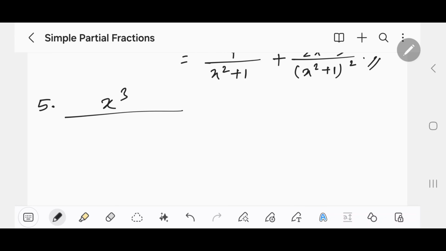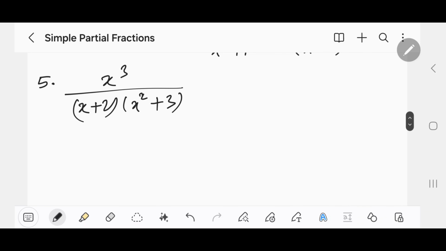We have x cubed by (x + 2) times (x² + 3). Is this proper? No, this is not a proper rational function, right? This is improper because we have degree 3 here and degree 3 in the denominator also. So what we have to do, we need to change this to a proper rational function.